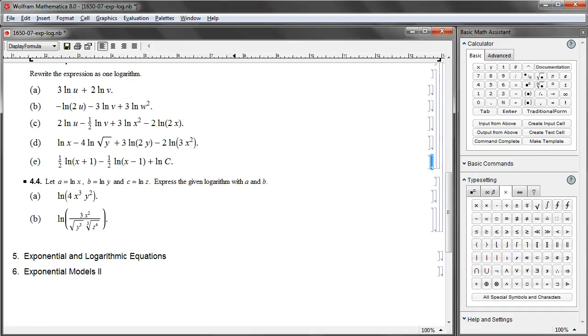And you can go backwards too. In this case, log of x is A, log of y is B, log of z is C, and then express the given logarithm with A, B, and C.